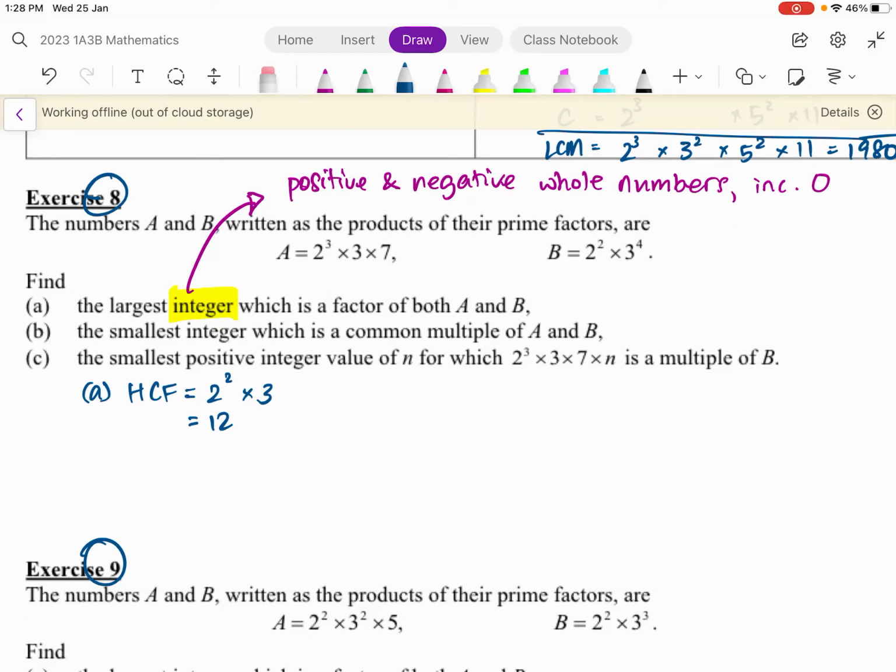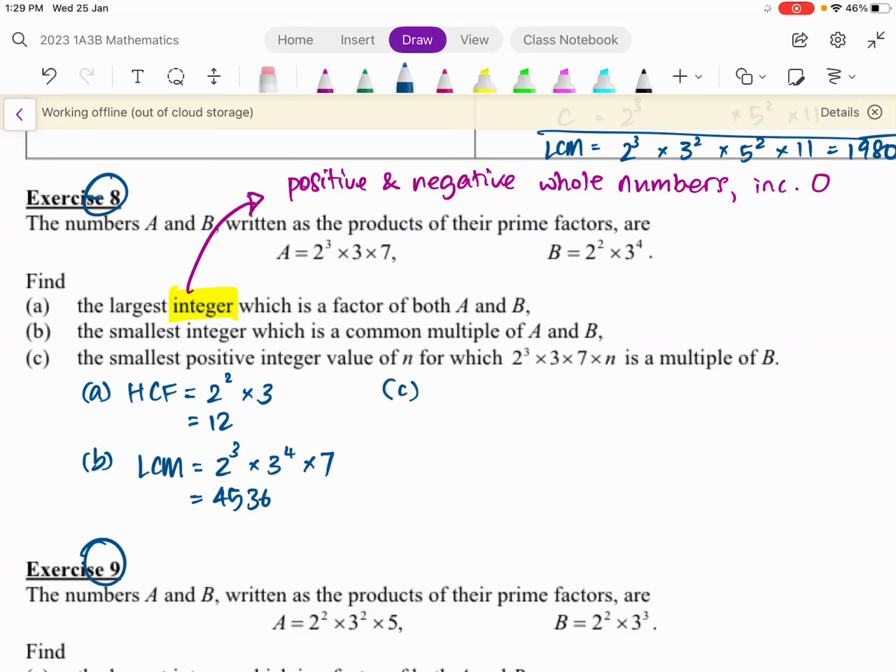And now the answer for part B, we're looking for the smallest integer which is a common multiple of A and B. What do they want? LCM, lowest common multiple. So the LCM for A and B, take the higher power. So 2 power 3, 3 power 4. Do I need to write the 7? Yes. Times 7. And then evaluate that. 3 power 4, 4, 5, 3, 6. Big number. So this is our LCM. And then we move on to part C.